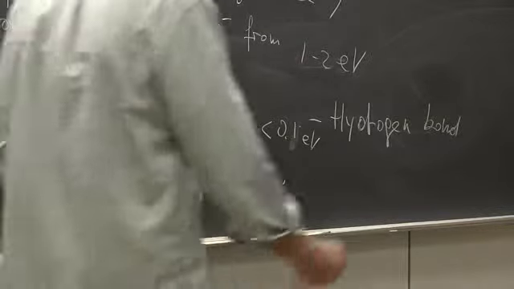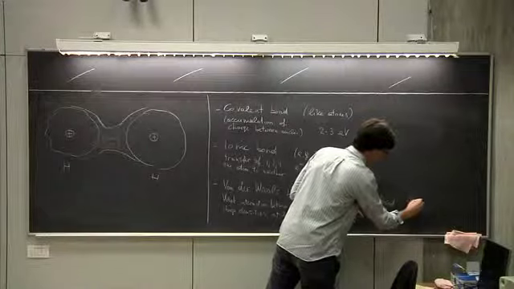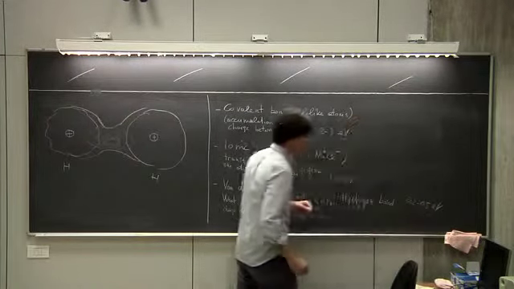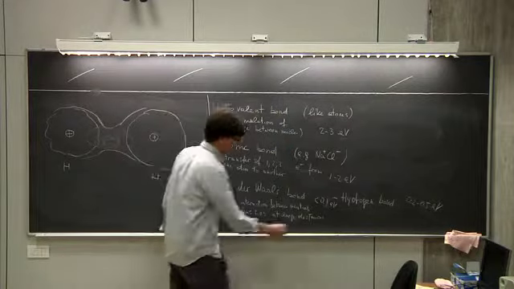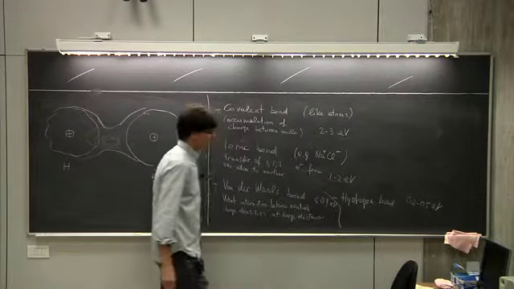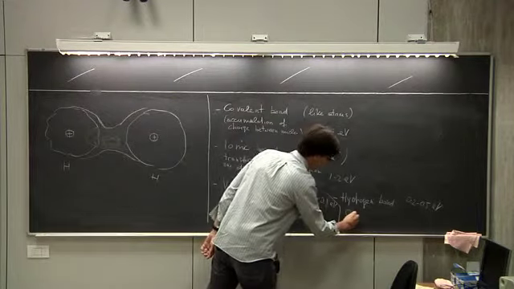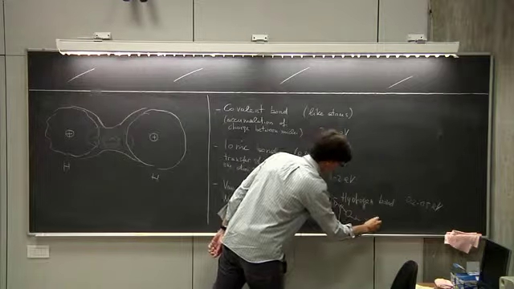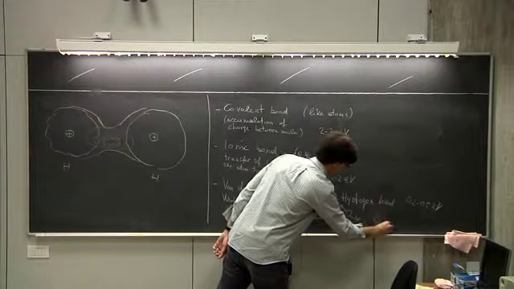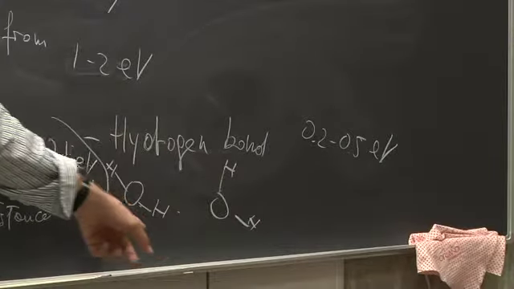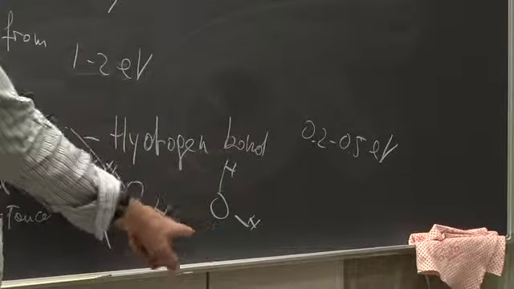The hydrogen bond is a bit stronger. It's about 2.5 electron volts. And it's a very peculiar kind of bond. The hydrogen bond is the bond that forms when you have oxygen, perhaps in a water molecule, with another oxygen. This is really the most common example of a hydrogen bond.